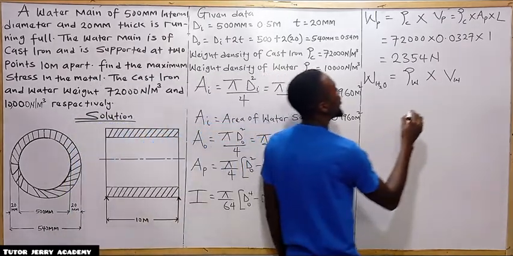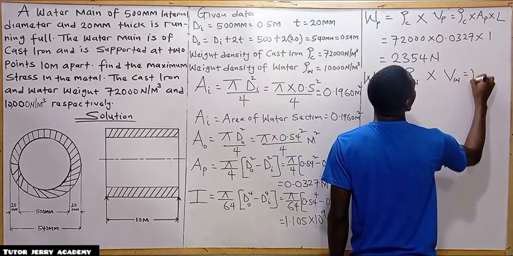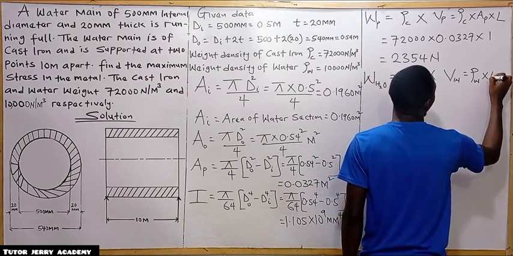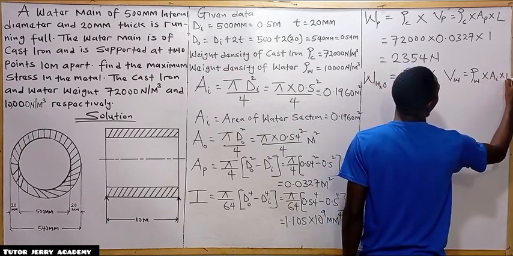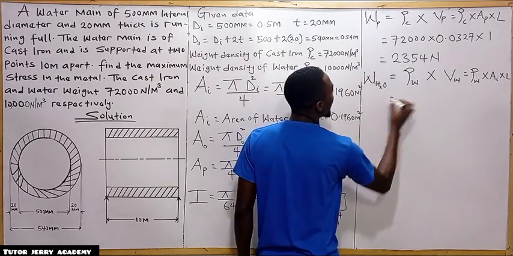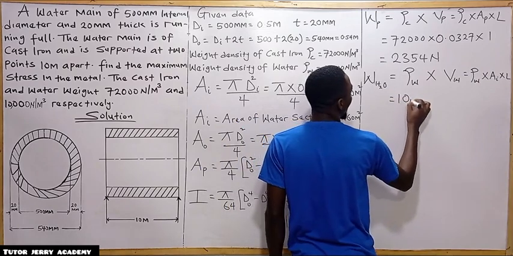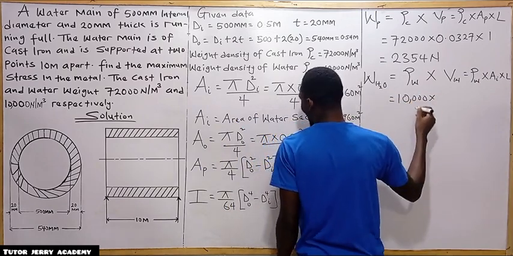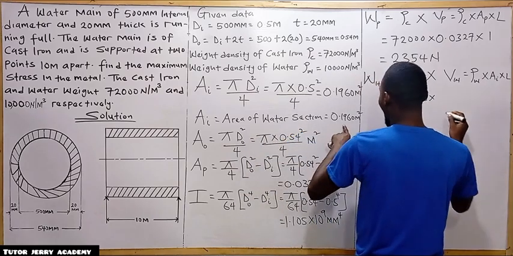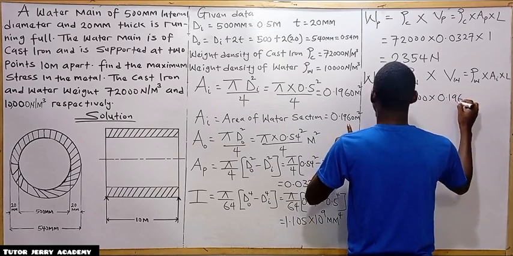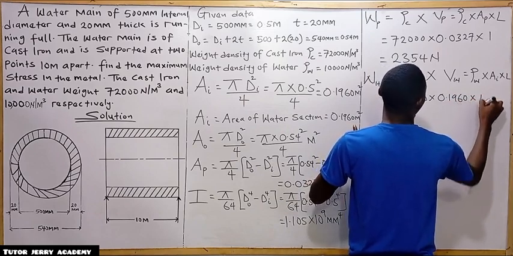So here the formula can be written as PW multiplied by A i naught multiplied by L. So this will be equals to 10,000 multiplied by 0.1960 multiplied by 1.